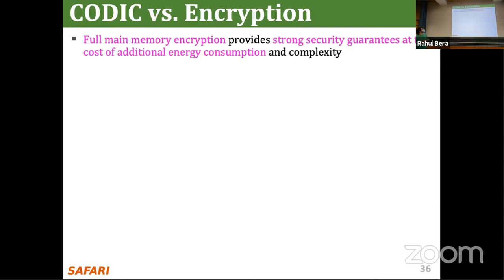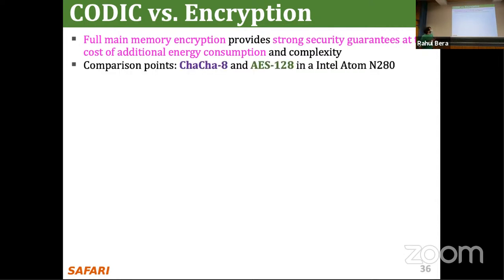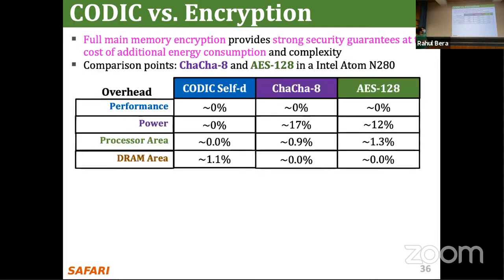Compared to CODIC, full main memory encryption provides strong security guarantees at the cost of additional energy consumption and complexity. For sure, encryption is a very secure way to protect against cold boot attacks. An attacker can steal your DRAM and read its content, but if he is not able to decrypt the content, it's useless, right? So we use as comparison points SHA-8 and AES-128 and Intel Atom N280.